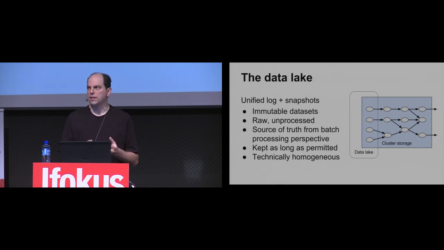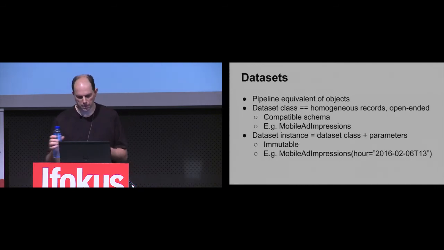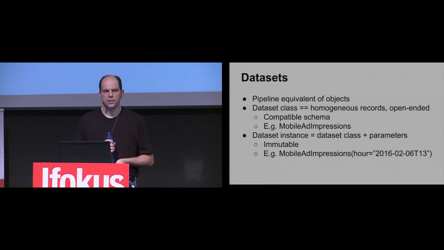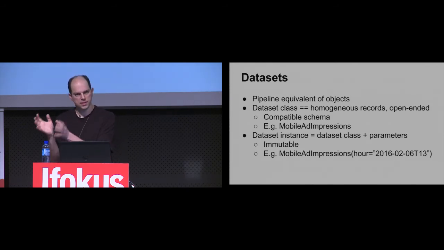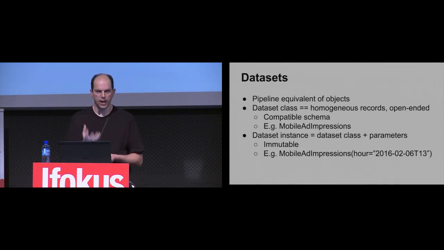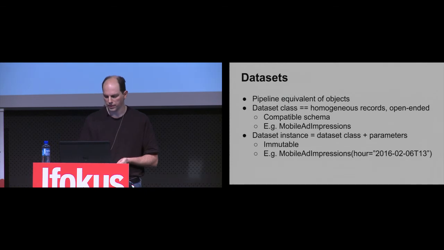And the data in this data lake is technically homogeneous, so all the data sets more or less look the same. So a data set is either a collection of similar events or a snapshot of a database at this point. And they are parameterized. So a data set instance is this bunch of events, but there are many similar instances that differ by parameters, and usually time is often present in these parameters. So the ad impressions for one hour might be one data set, and the next hour is another data set instance, but they both belong to the same data set class. And all of the instances in one class have a compatible schema. I'll get to schemas later.